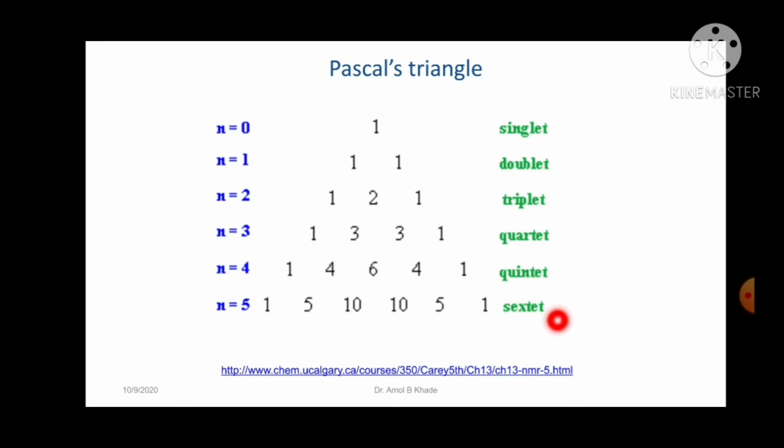Then quintet and sextet. Okay, so we can continue to build on this particular Pascal triangle, and we can predict the line intensities that we are observing in an NMR spectra.